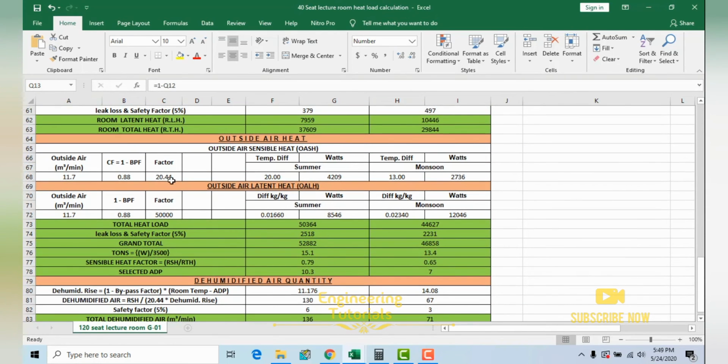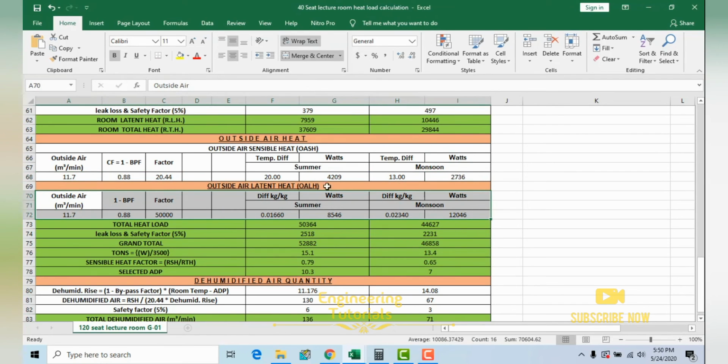And then this is the formula, constant factor 20.44, and summer design we know that it's 20 and monsoon is 13 degrees centigrade. So you need to multiply this outdoor air flow rate requirement with contact factor, with this constant factor and temperature difference. You will get the watt for the summer. Same way you will get the watt for the monsoon, but this time you need to take this temperature 13. Then you have to calculate this is the sensible load for summer and the monsoon.